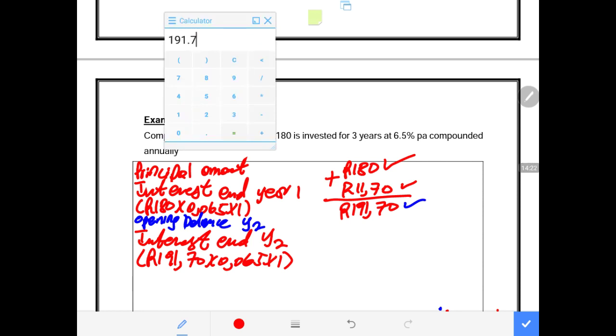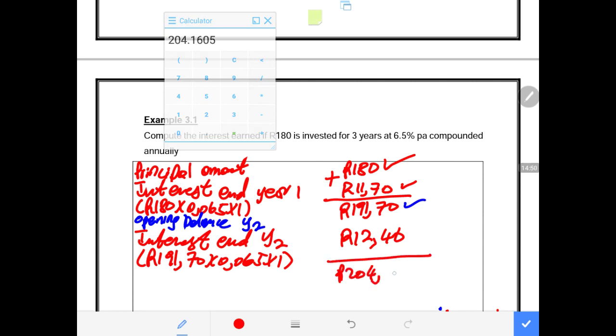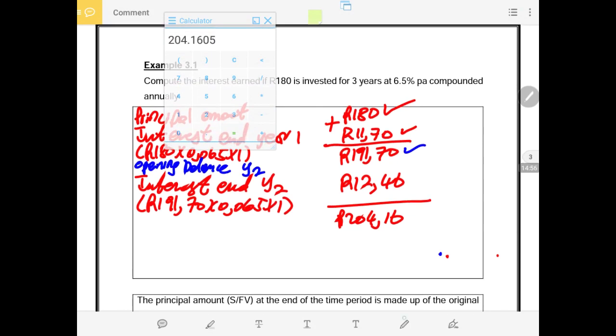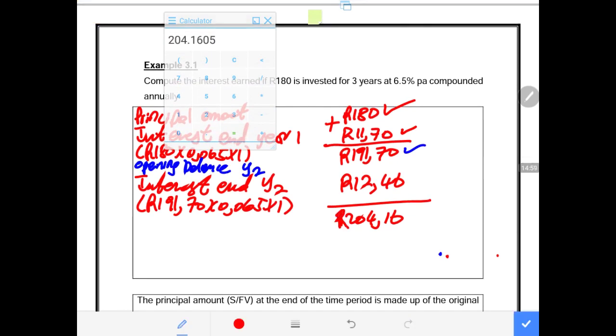Then now we will say 191.70 times 0.065 times 1. This will give us 12 rand 46 cents. 12 rand 46 cents plus 191.70 will give us the balance at the beginning of year 3, or balance at the end of year 2. And the balance will be 204 rand 16 cents. So this will be the balance at the end of year 2, or balance at the beginning of year 3.